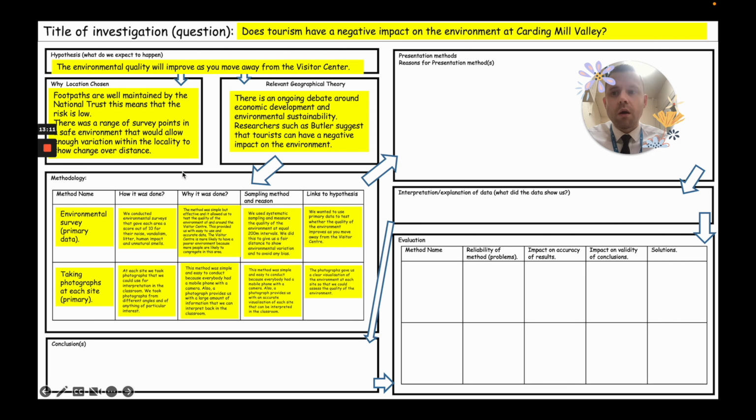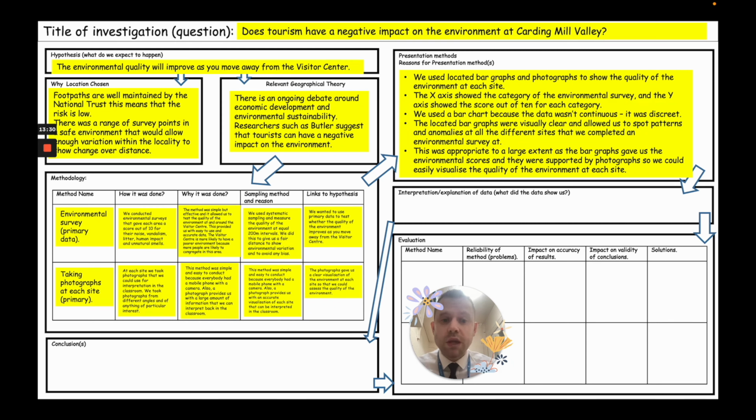All right, so we got our methods to collect our primary data, always keeping in the back of your head that we're trying to answer this question. That's the purpose of our investigation. So, once we've got our data, how are we going to present it? And like I showed you earlier in this video, there was a 6-mark question on this, so we need to be clued up on it.